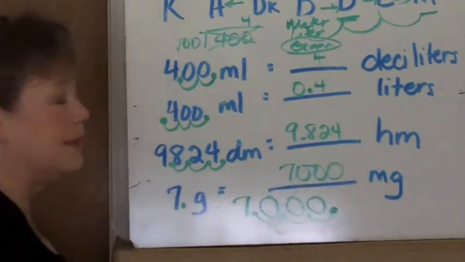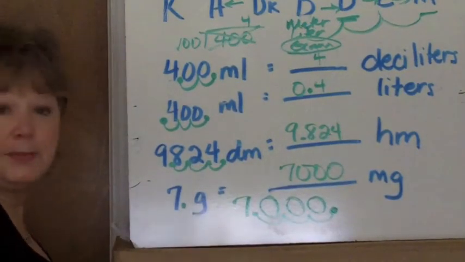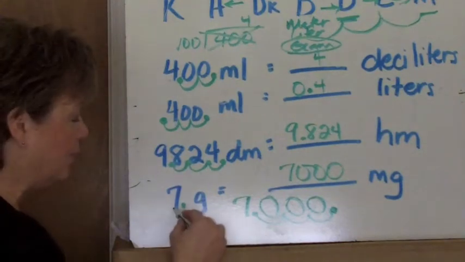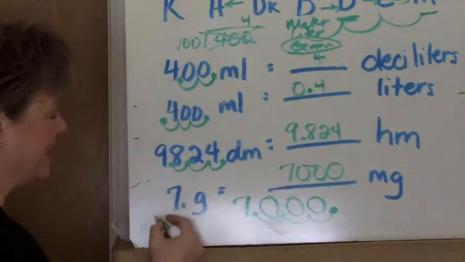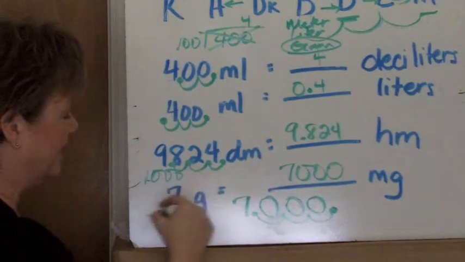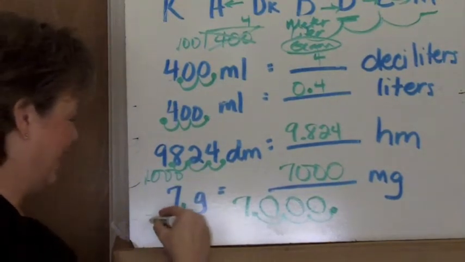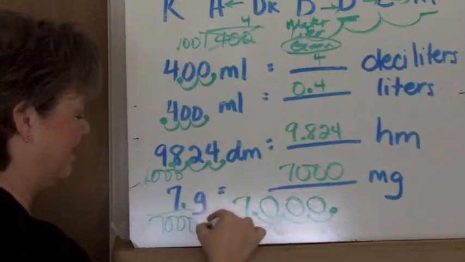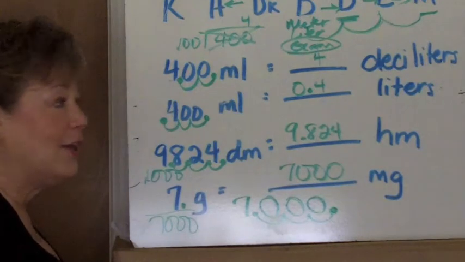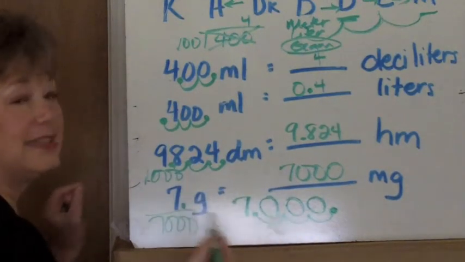7,000 milligrams. If I'd gone back to my original chart, it would have told me to multiply 7 times 1,000. And what does that equal? 7,000. So again, you are moving your decimals.